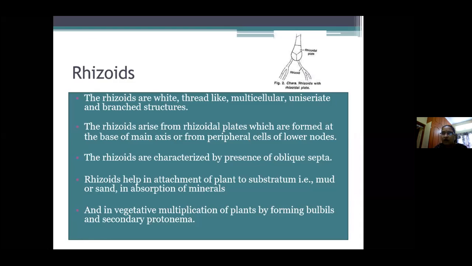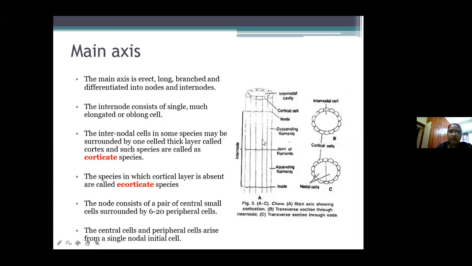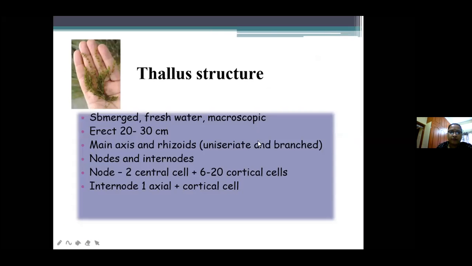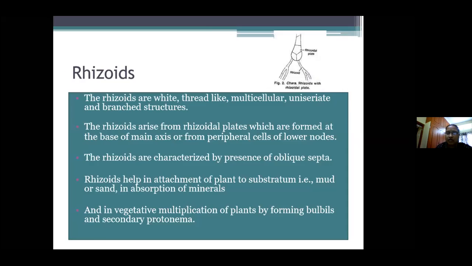Okay girls, and here a rhizoid plate is there, and branched rhizoids are present. The rhizoid plate produces the branched rhizoids. Next, the thallus. The plant body is about 15 to 30 centimeters in height. It is made up of an erect main axis. Yesterday I told you, the erect main axis is characterized by nodes and internodes.